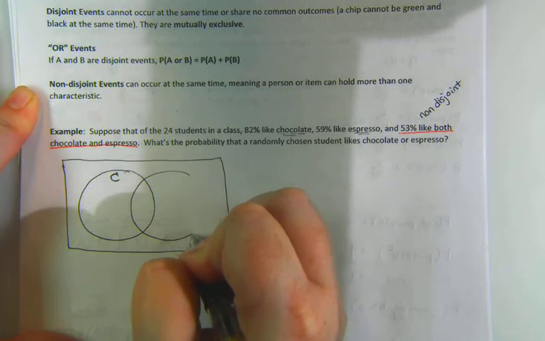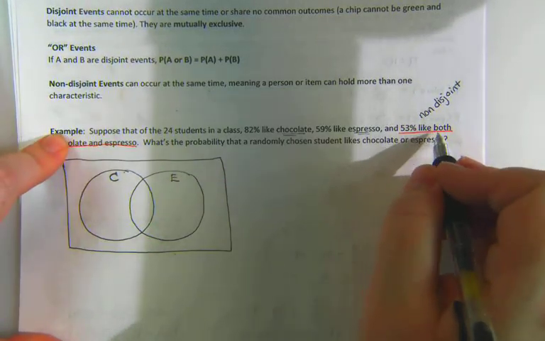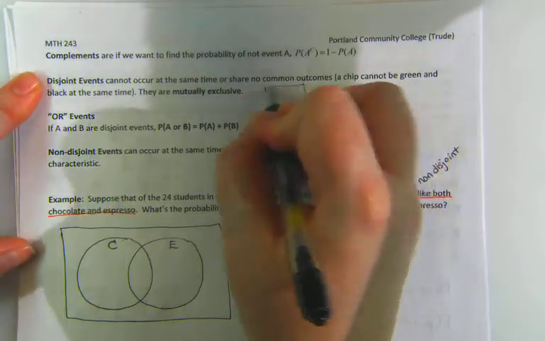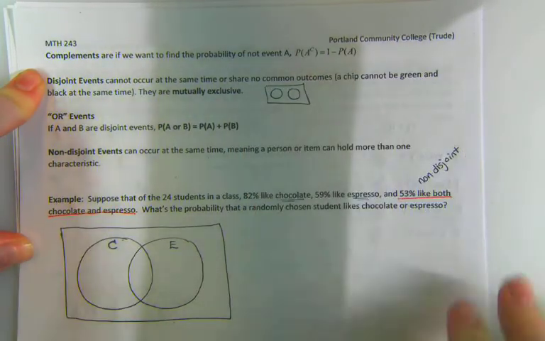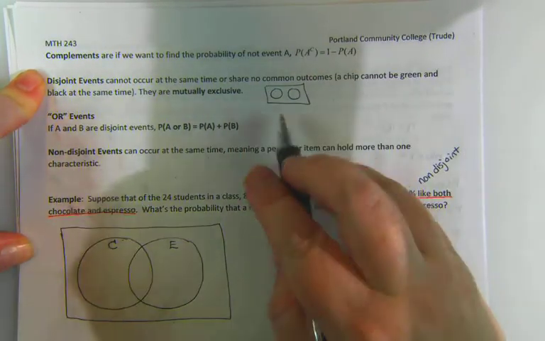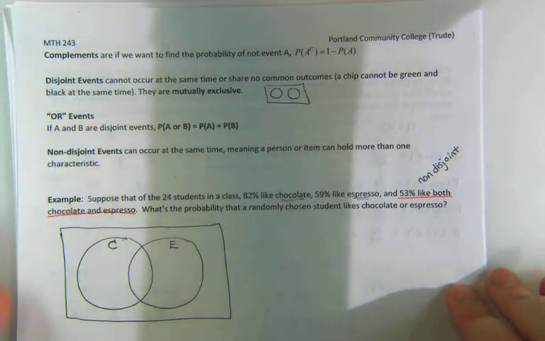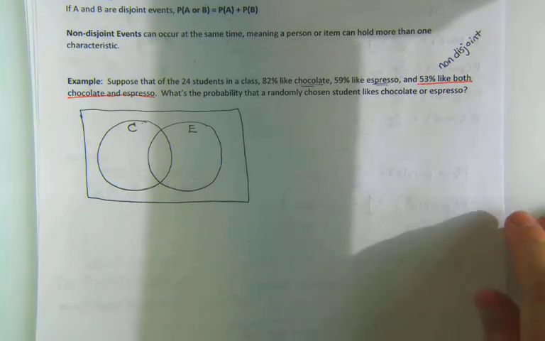What we do is, if we're focusing on chocolate and espresso, we're going to have these two events. So we create a circle for one event. Let's have this be liking chocolate. And then our other event is the act of liking espresso. And we need this overlap here with the circles because of this overlap of liking both.